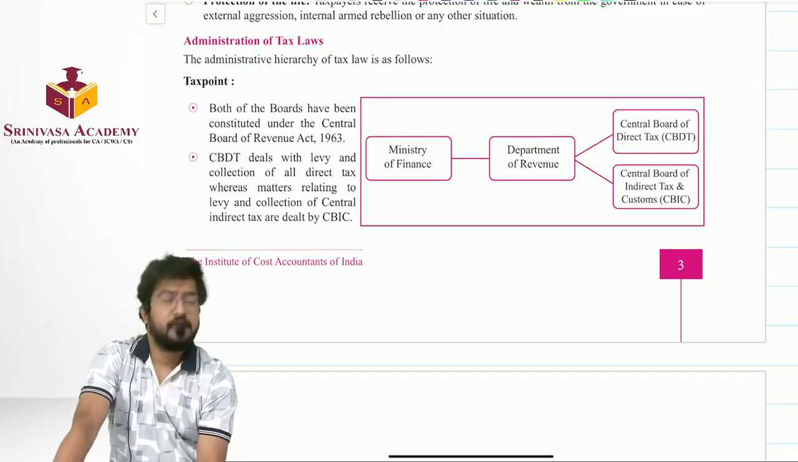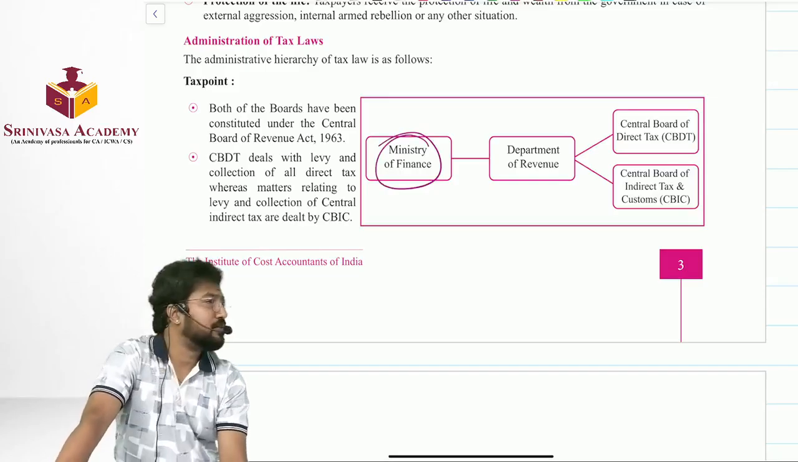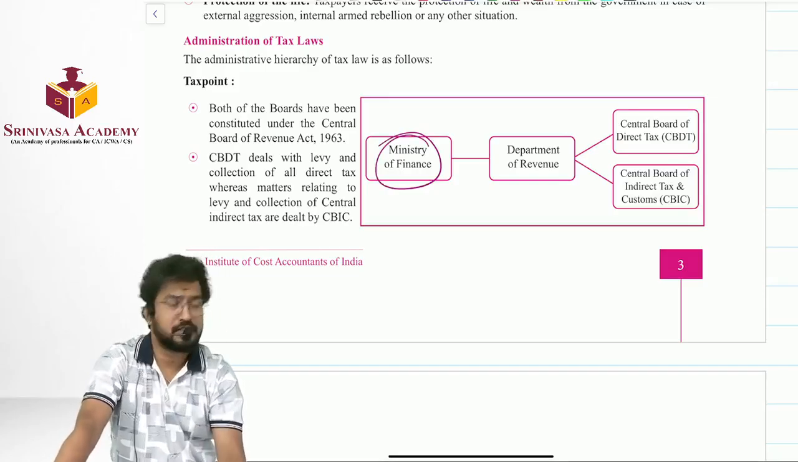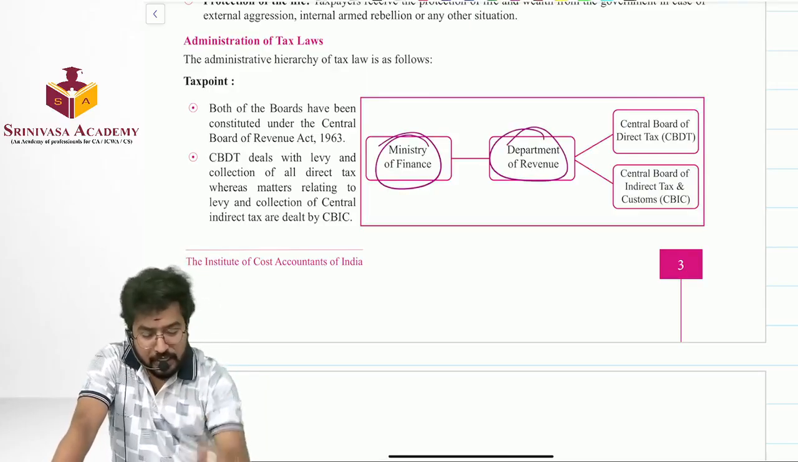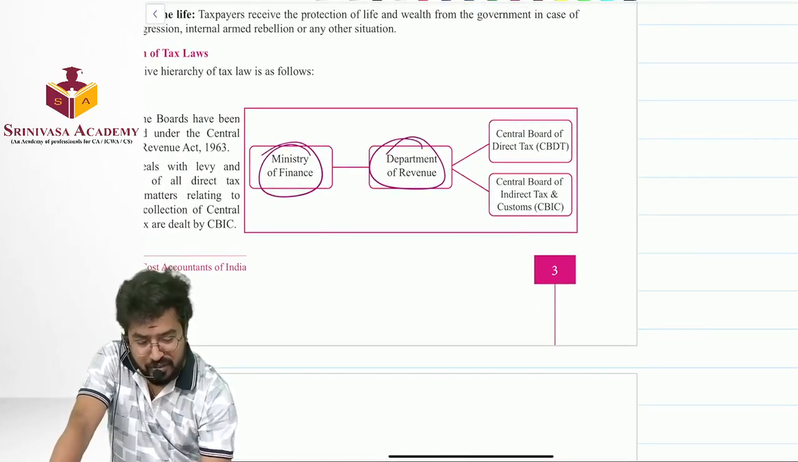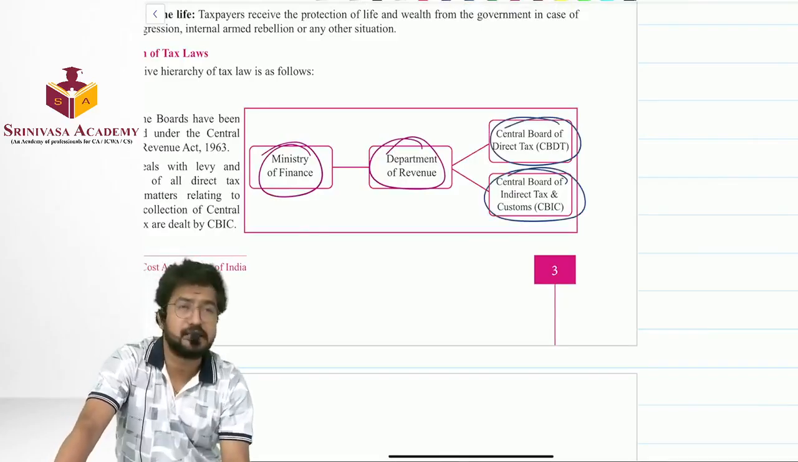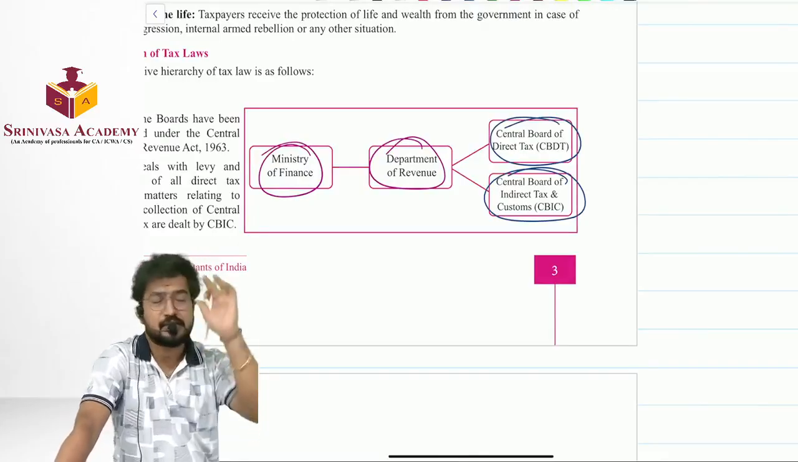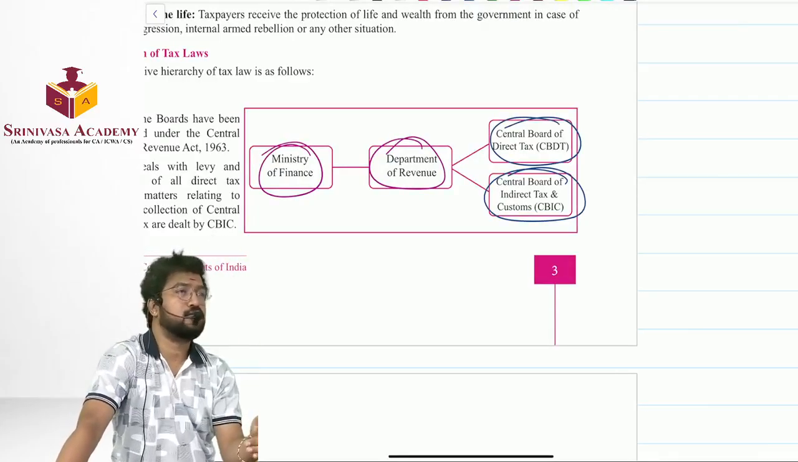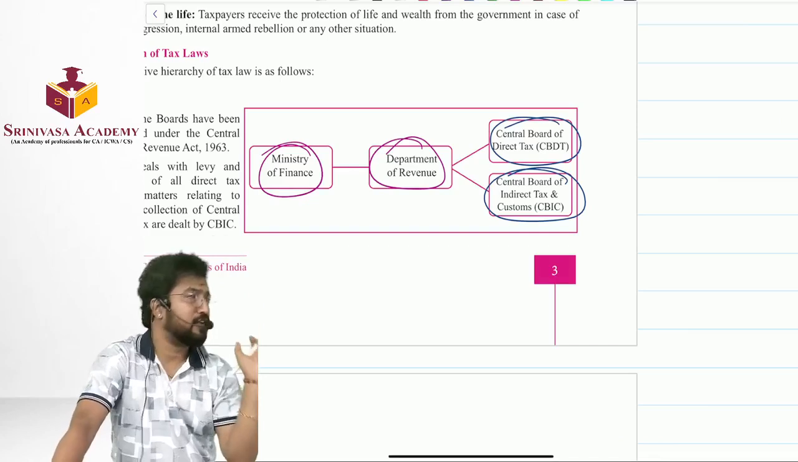Taxation will come under which ministry? Ministry of Finance. Under Ministry of Finance, there is a department called Department of Revenue. Under Department of Revenue, there are 2 boards called as CBDT and CBIC. You know, CBDT will take care of direct taxes, CBIC will take care of indirect taxes. They may ask you the hierarchy also seriously, so please be careful with this.